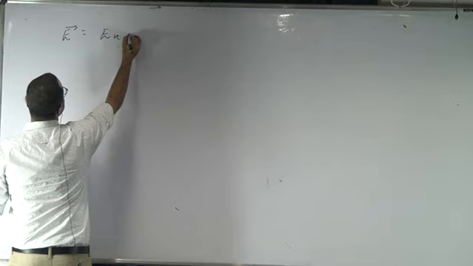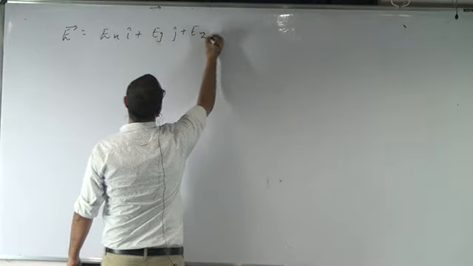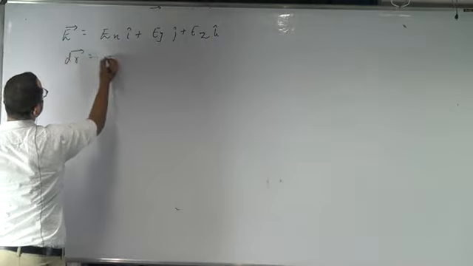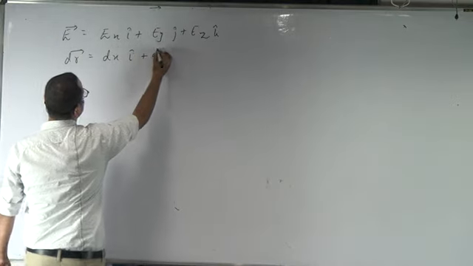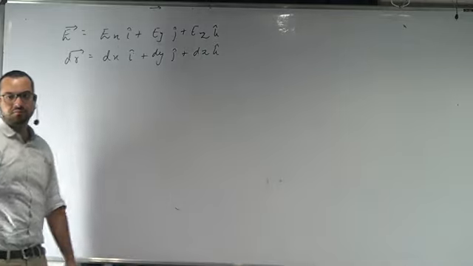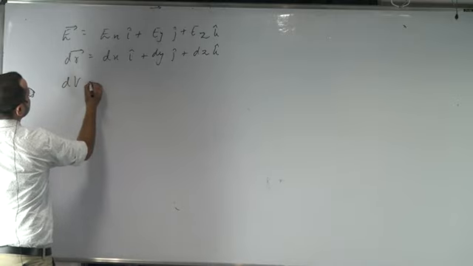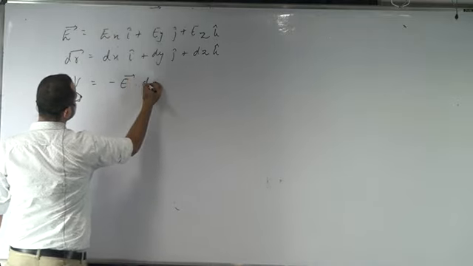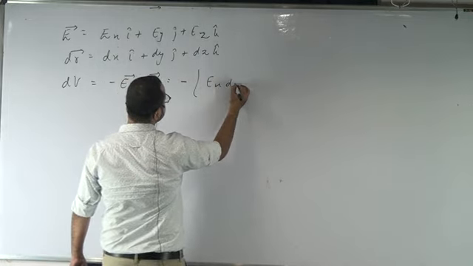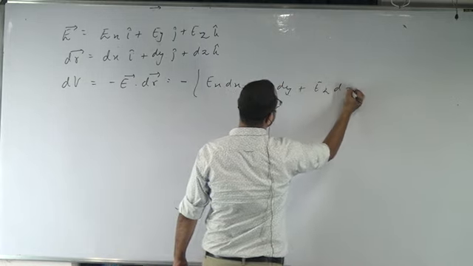field, I can represent it as Ex i cap plus Ey j cap plus Ez k cap. And dr, can I also represent it as dx i cap plus dy j cap plus dz k cap? Can I represent it like this? Okay, so in this case dV will be minus of E dot dr, and this is going to give me minus of Ex dx plus Ey dy plus Ez dz.